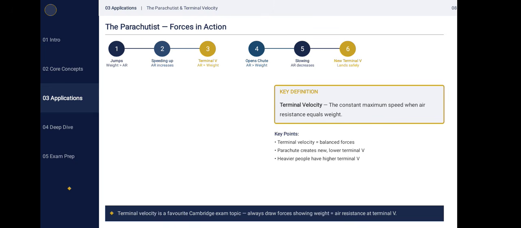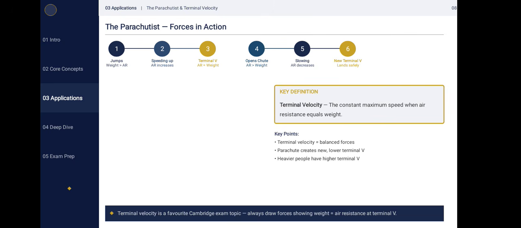Firstly, when he jumps, his weight is greater than the air resistance. His gravitational pull is greater than his air resistance. So he is speeding up. When he is speeding up, air resistance also increases, and eventually the parachutist reaches a terminal velocity where air resistance becomes equal to his weight.